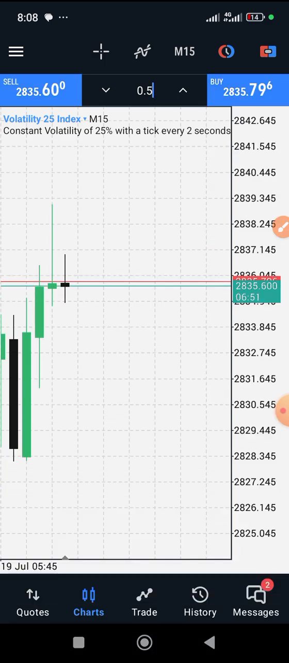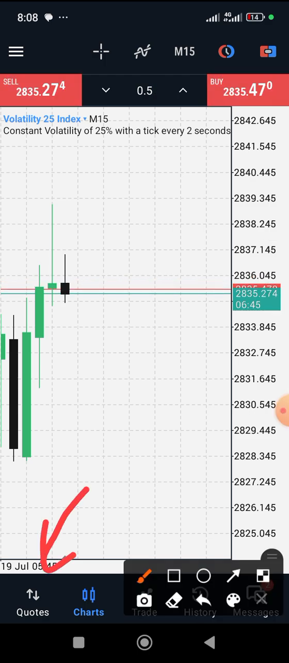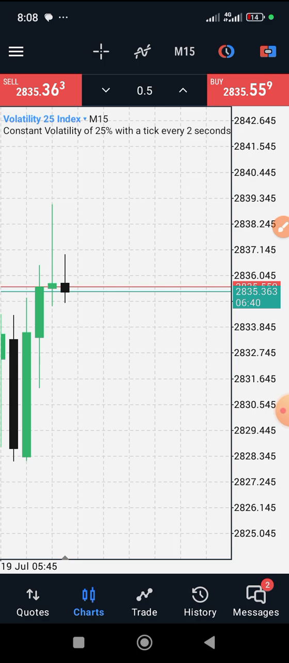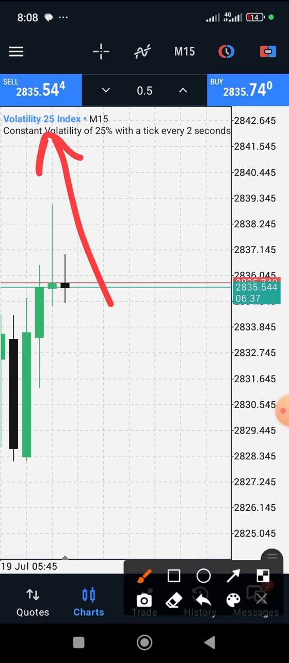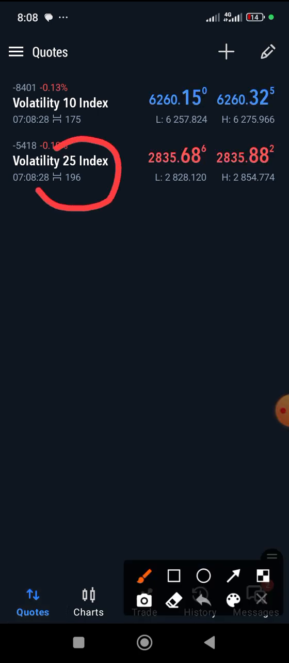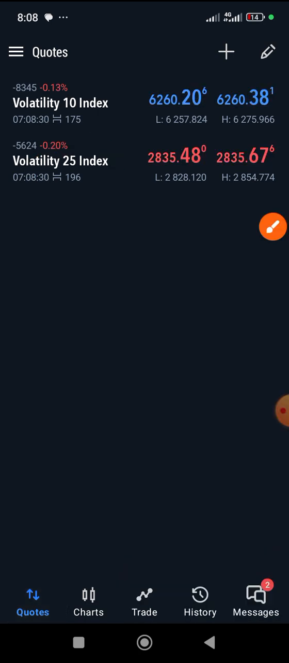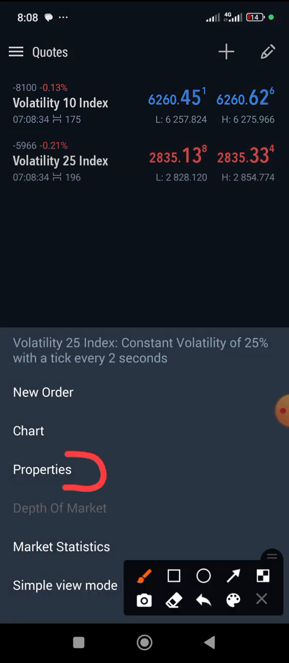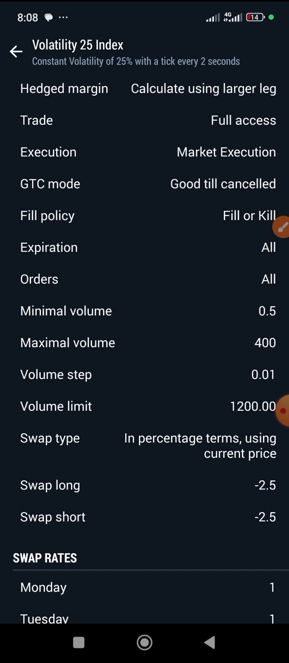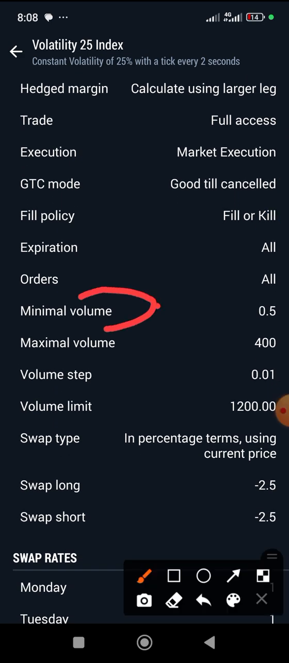How do you know the lowest lot size of a particular asset? You simply click on quote at the bottom left corner of your screen. Then what asset is that? Okay, the asset is volatility 25, as you can see at the top left corner of my screen. So simply click on quote, tap and hold on the asset, then click on properties, then scroll downwards to where you see minimal volume.